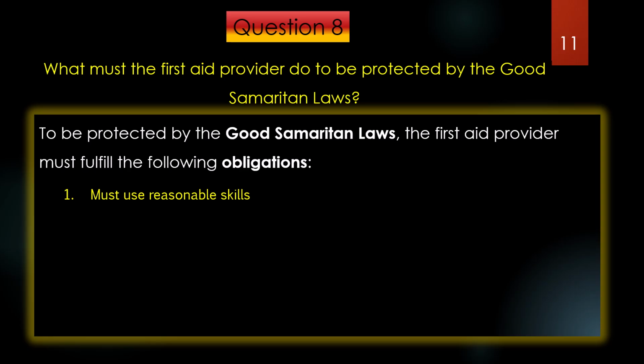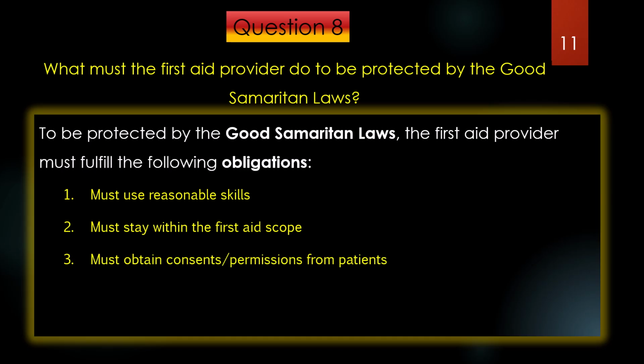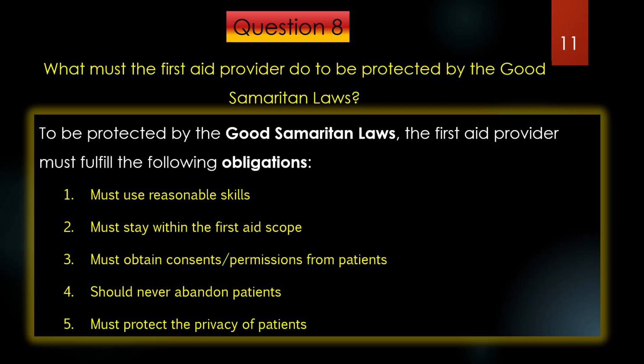Let's see them. Number one, you must use reasonable skills. Number two, you must stay within the scope of first aid. So don't go outside the scope. Don't do anything outside the scope of first aid. Number three, you must obtain consent or permission from the patient. Number four, you should never abandon your patient unless your life is in danger. You shouldn't abandon your patient. And number five, you must protect the privacy of your patient.